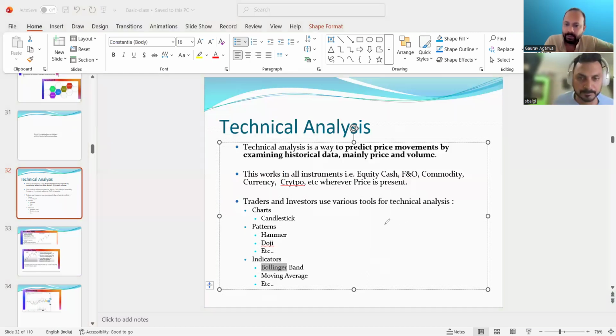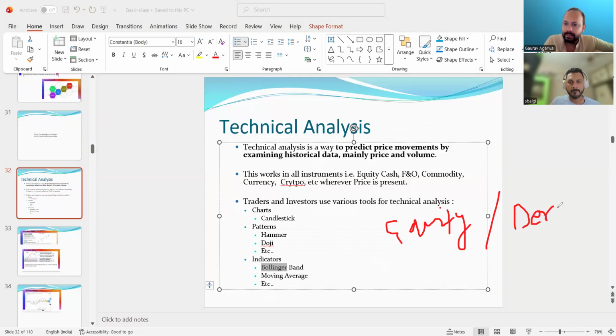Okay. So we have two types of products here: equity and derivatives, right? So equity is like normal cash, right? You put money in that and you can keep it for long term, right? 3 years, 5 years, 10 years, and you can sleep also, right? So that is okay. This is derivatives.